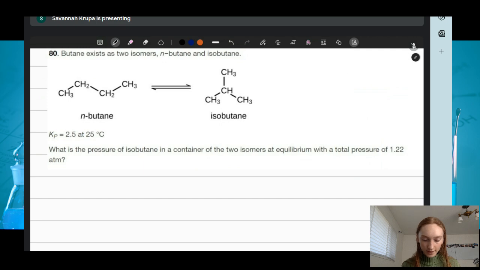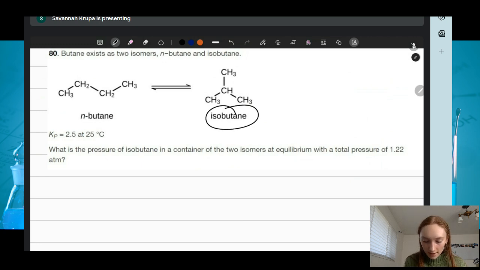equation for the N-butane and isobutane in this form of what it looks like with the bonds, and it also doesn't tell us the individual partial pressures. It only gives us the total pressure. So what we will have to do is kind of solve for what it will be, so that the N-butane and the isobutane, and then plug something in to solve for it.